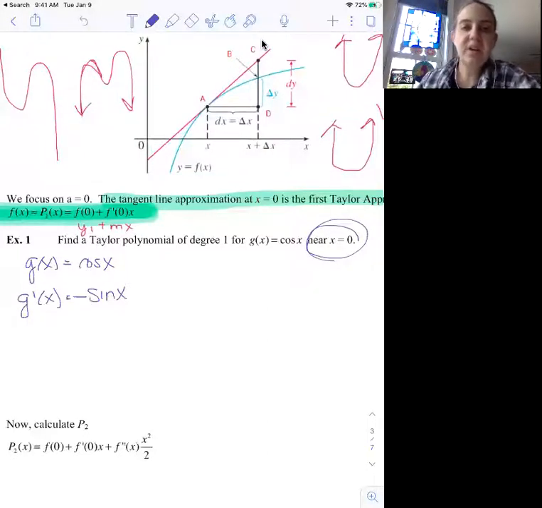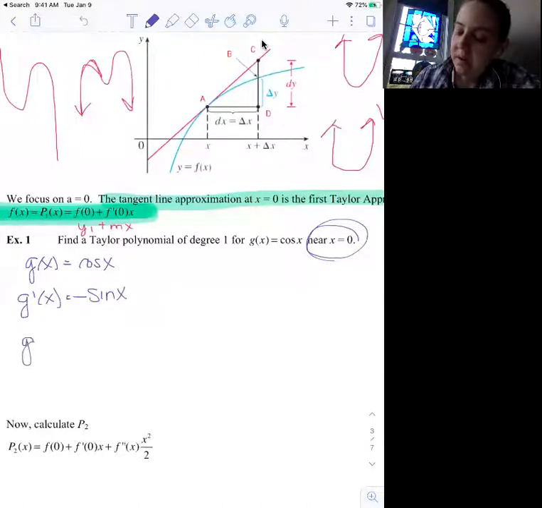Later on, we'll talk about Taylor series and then Maclaurin series. The Maclaurin series is just a Taylor series centered at x equals 0. It's a good thing. So you want to find g of 0, which is cosine of 0.